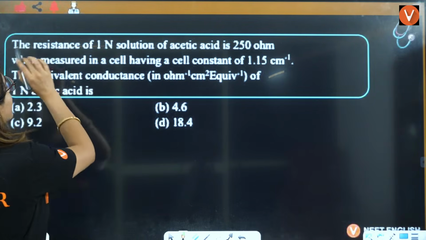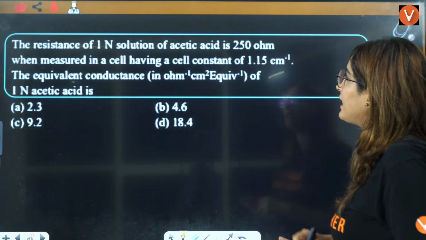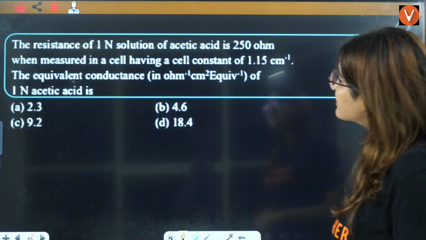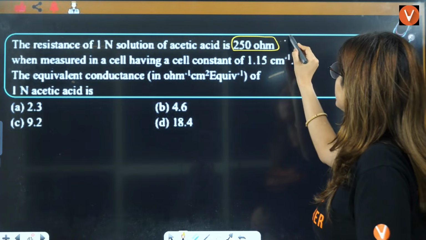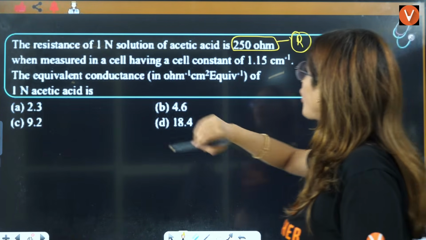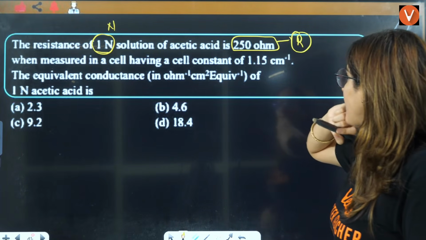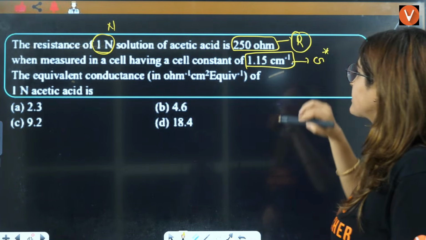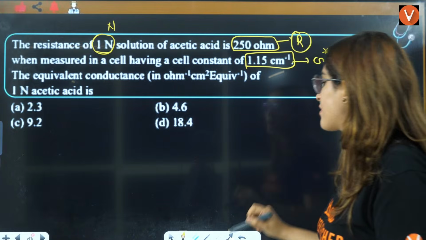So let's talk about this. The resistance of one normal solution of acetic acid is given to you. The normality is given to you. When measured in a cell having cell constant G star, which is given to you, what is the equivalent conductance of this?